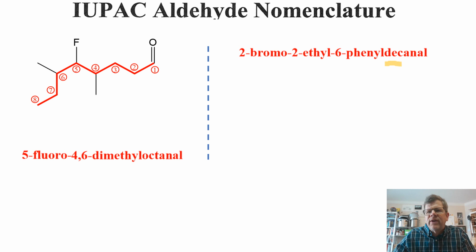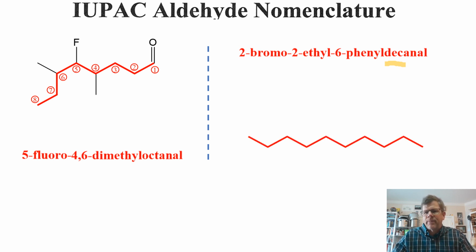So what we have here, DEC, D-E-C, that is 10. I'm going to draw a 10-carbon parent structure. And there it is. And look, the decanal, A-L. So this is going to be an aldehyde, a 10-carbon aldehyde. I'm going to pop an aldehyde carbonyl on one of the ends. I'll choose that one. I could choose the other one.